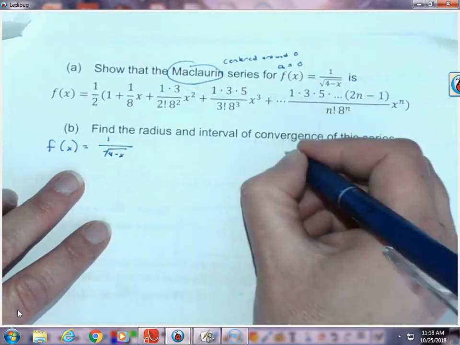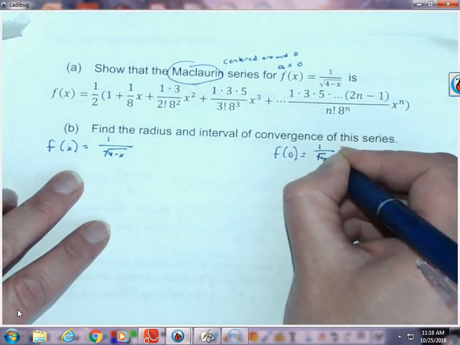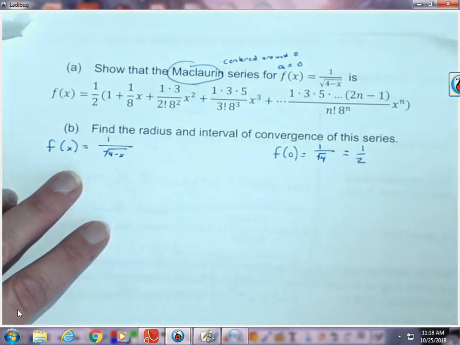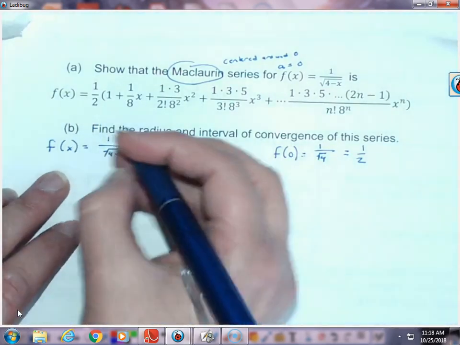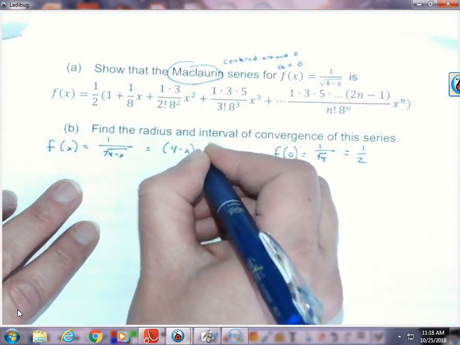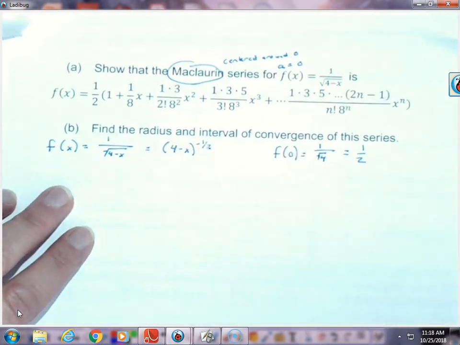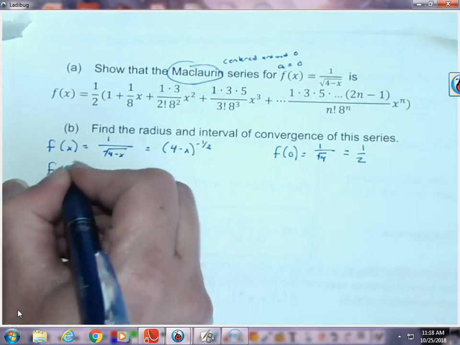Okay, so if I do f of 0, that's going to be 1 over the square root of 4. So that's 1/2. That kind of makes me feel good because there's like a half in this. But I'm going to rewrite it in order to take the derivative as 4 minus x to the negative 1/2, because that'll just make it easy to use the power rule.